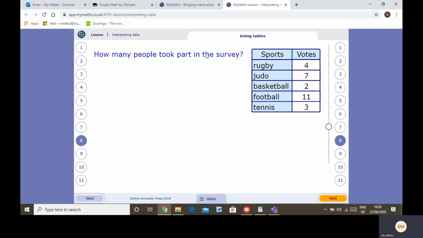How many people took part in the survey? Here we have to add all the numbers up. 4 plus 7 is 11, plus 2 is 13, plus 11 is 24, plus 3 is 27.